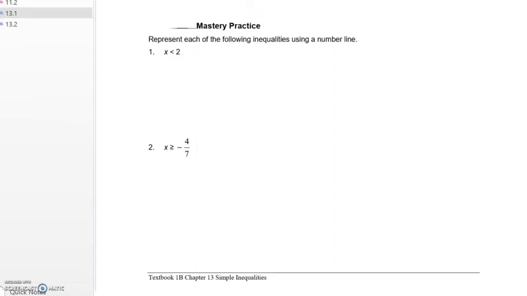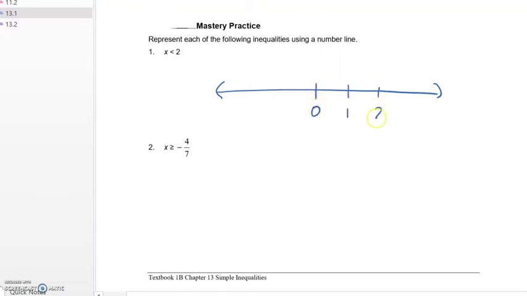Okay, so at this point, you should be just checking your answers. So this will be my number line. Okay, so I have my 0 here, 1, and then 2, and x is less than 2, so 2 is not included. That's why it's a hollow circle drawn above 2, and then that's it. This is my answer.